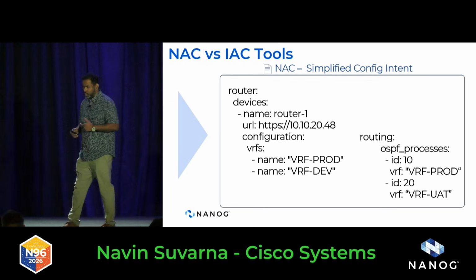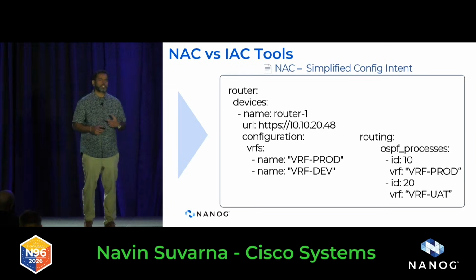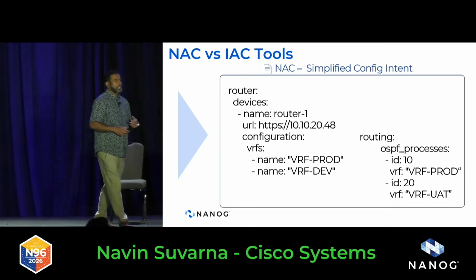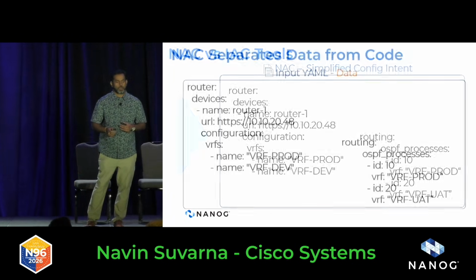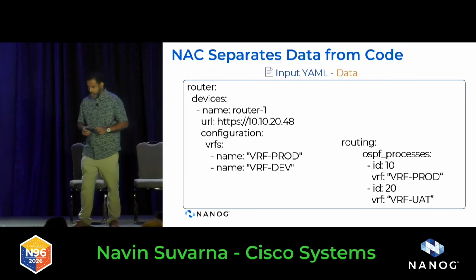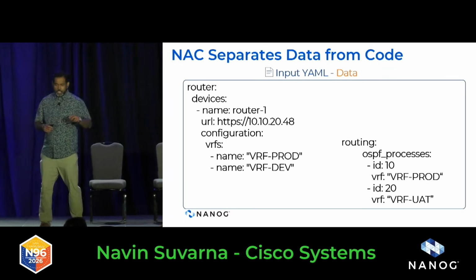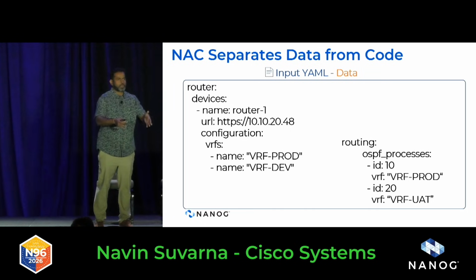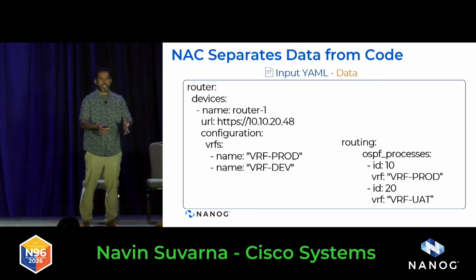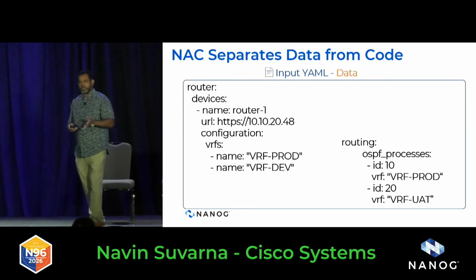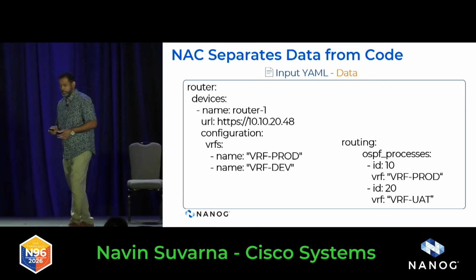So you may ask, how do I achieve that level of abstraction using network as a code? And the answer is that we delineate data from code to provide for that level of abstraction. So your data is still your input YAML, right? This is where your main focus is as a network engineer or as a network architect. This is what you would want to configure on the device, which is, again, a set of VRFs associated with a set of OSPF processes.